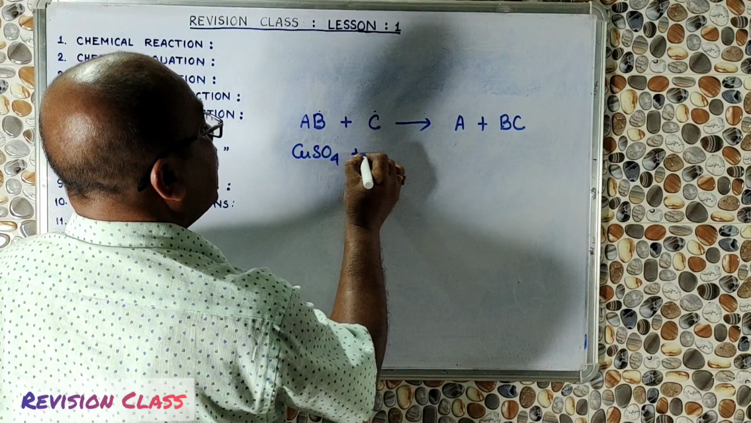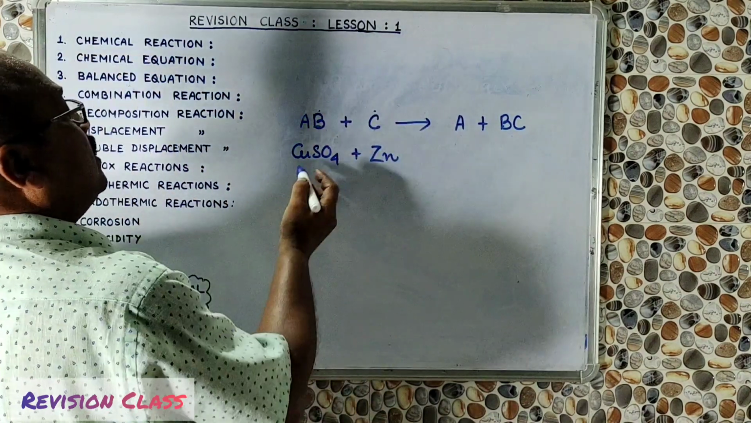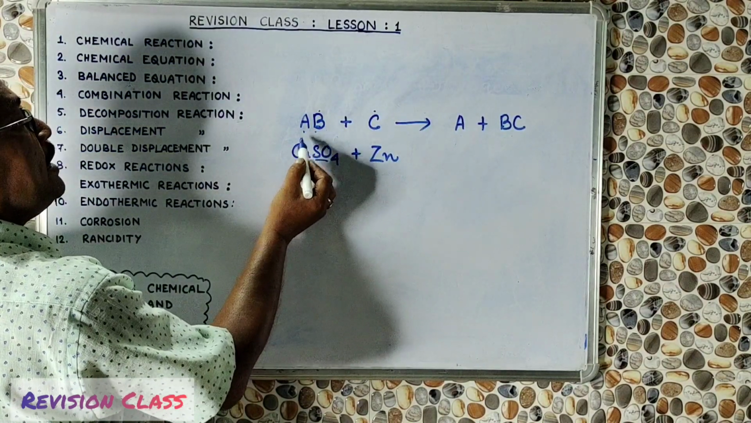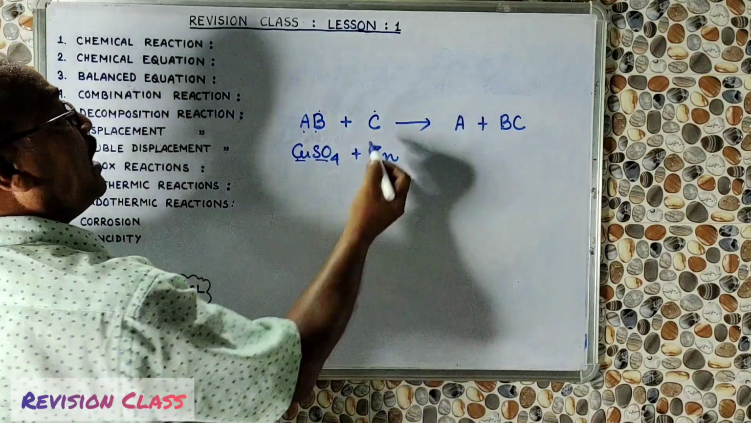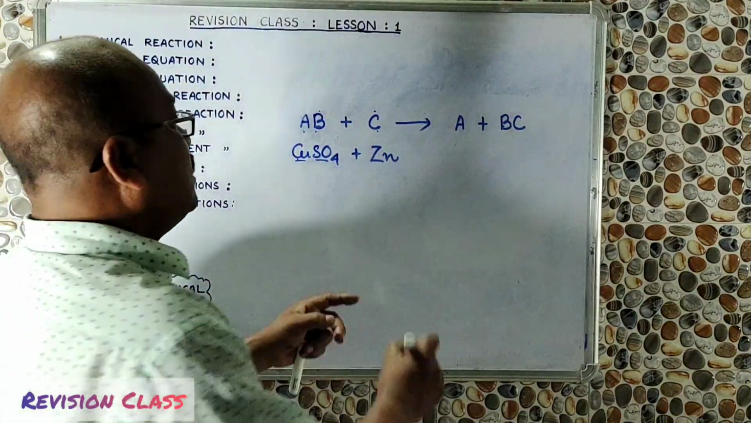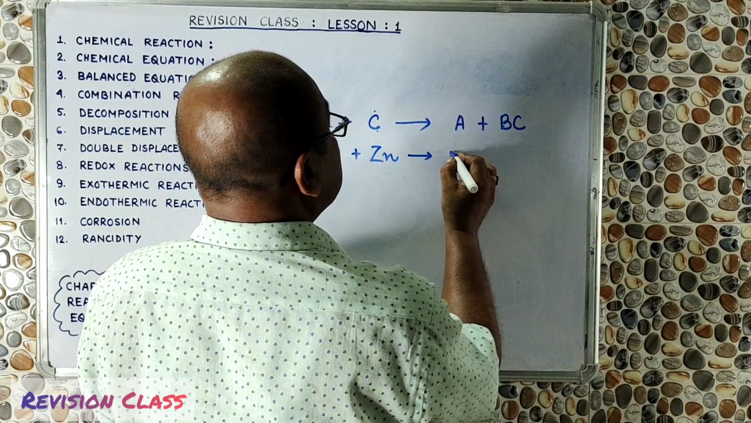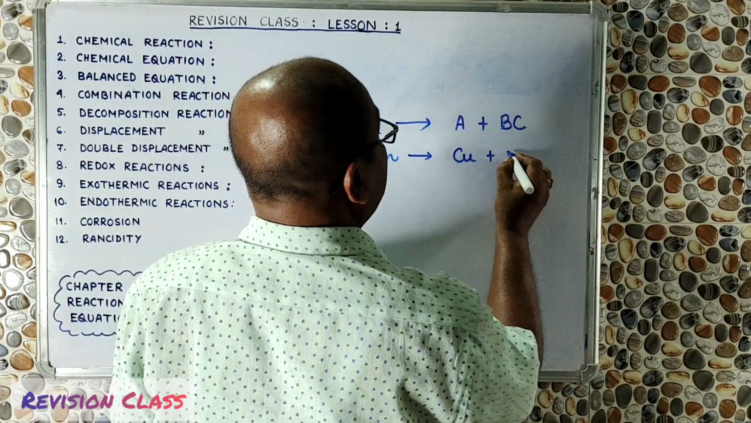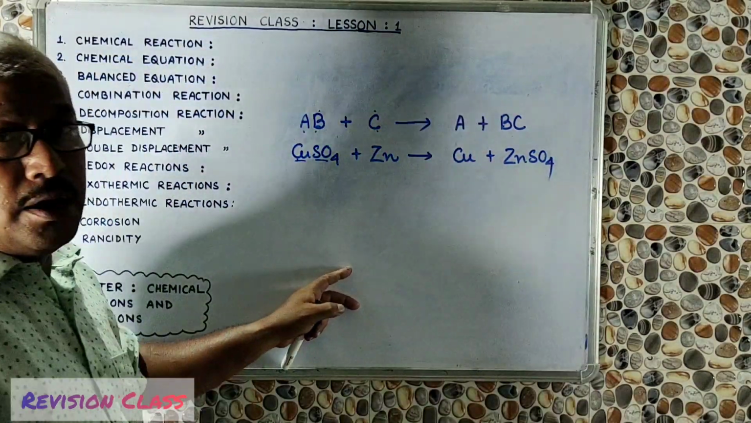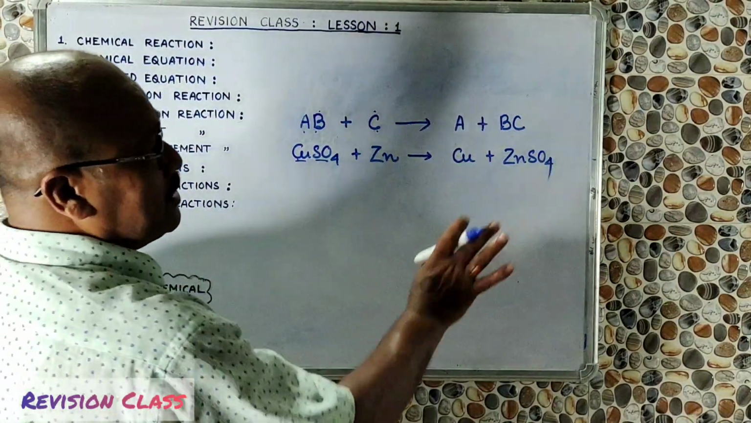CuSO4 plus Zn. Here A, B is copper and sulfate. Here A is copper and B is sulfate, and C is zinc metal. Now if we combine these two, then what will happen? Definitely you will see it will produce copper plus ZnSO4. Copper plus ZnSO4. What can we see here?